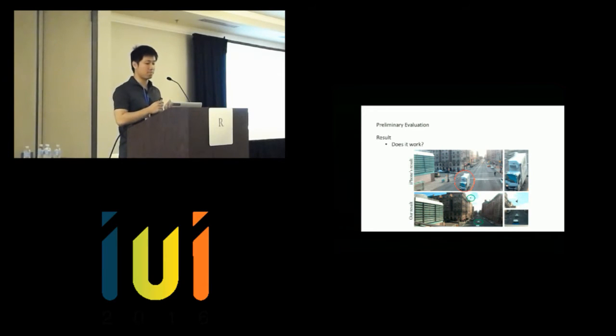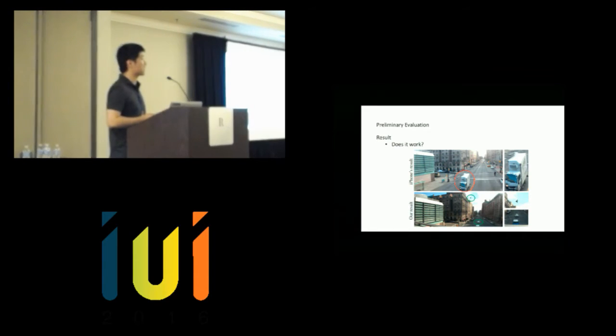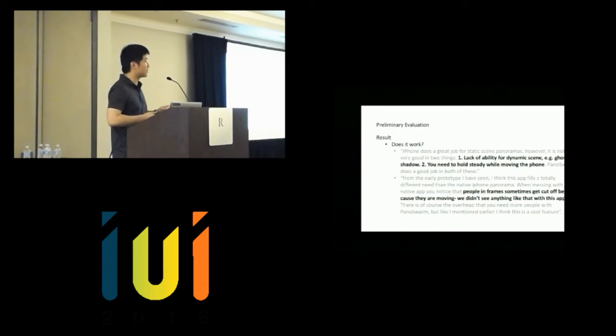And here is another example of a New York street view. We can see that there is an ill-looking truck on the street in the iPhone's result, but our result gets even high-speed moving objects like flying birds and moving cars right. We also asked the users what they think. They confirmed this comparison: they found the iPhone's internal app lacked the ability to handle dynamic scenes, but our PanoSwarm actually does a good job because they didn't find any people being cut off in our result.